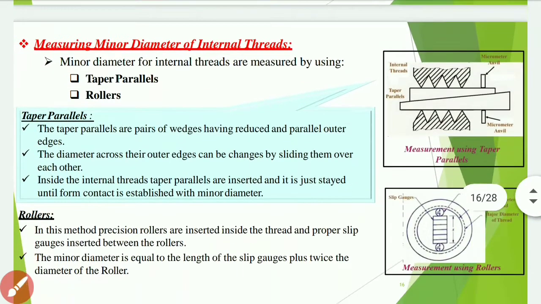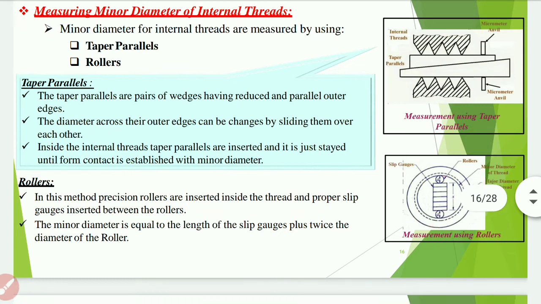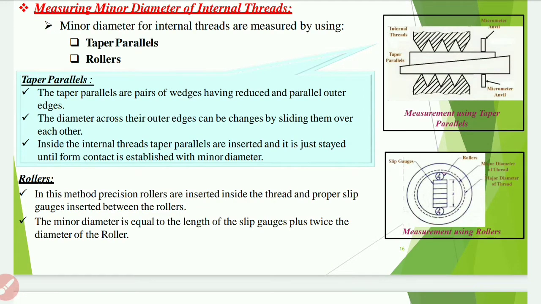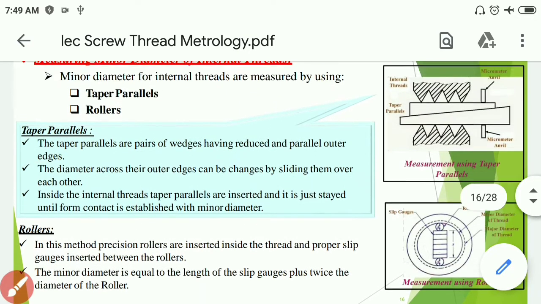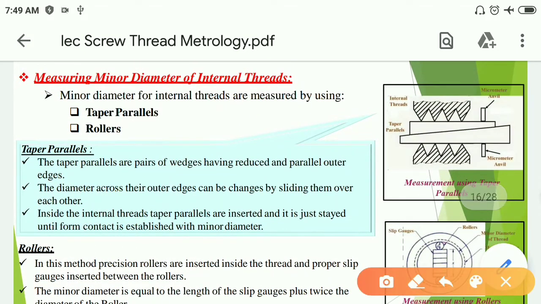Now moving to the next slide, measuring minor diameter of an internal thread. Till now we have studied the external thread. Minor diameter for internal threads is measured by using two methods. First one is the taper parallel method and next is the roller method. Now what is the taper parallel method?